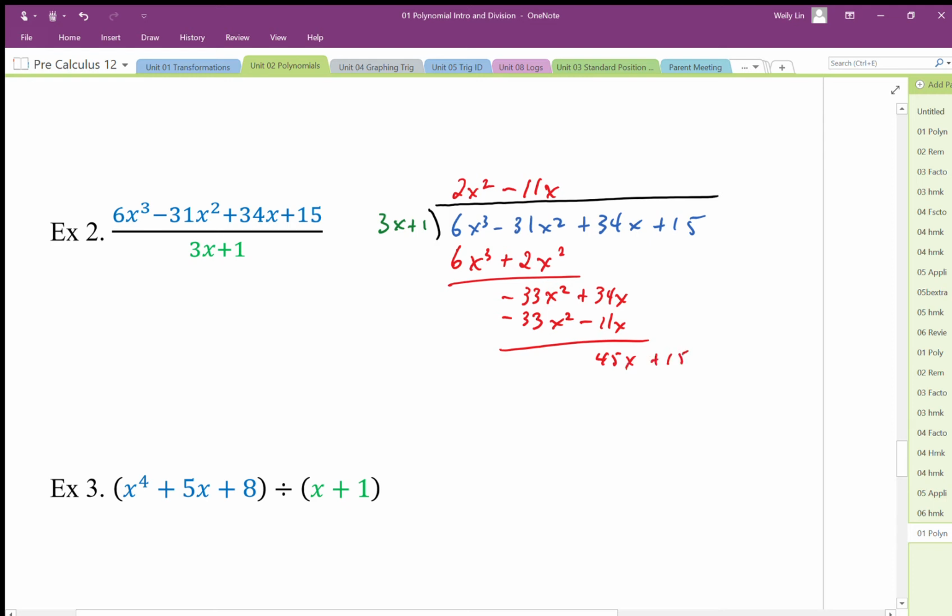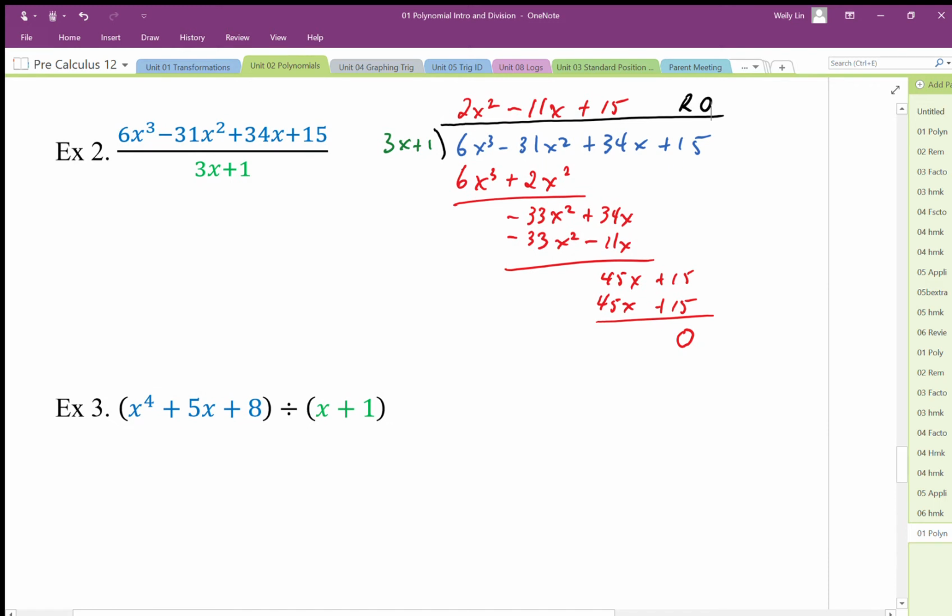Okay, and then last step here, what number times 3x is going to give me 45x? It's going to be plus 15. So I get 45x plus 15. And in this case, my remainder is 0. Okay, so I get a remainder of 0, which means that this divides evenly into this expression. So this is kind of nice, since we have no remainders. In fact, if it divides evenly, we can say that this is a factor of this expression.